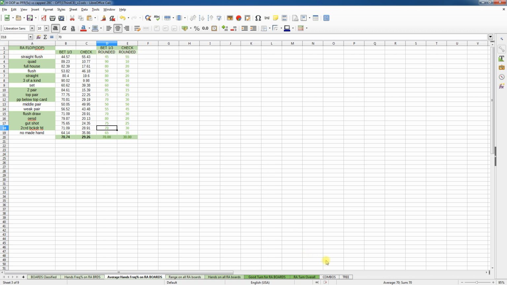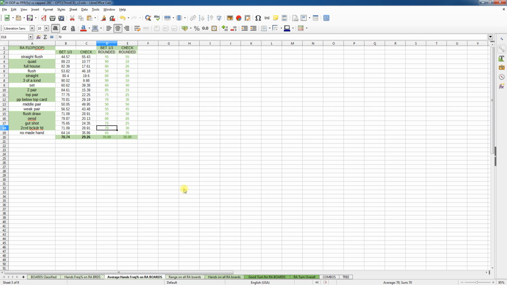I looked at the turn first, and I'm going to come back for our range on the flop, because after watching the Porter video, I came back in the sheet to do some more gathering from flop results, and I'm going to share it with you.